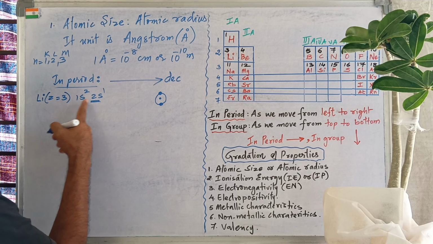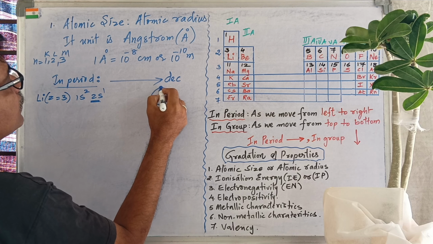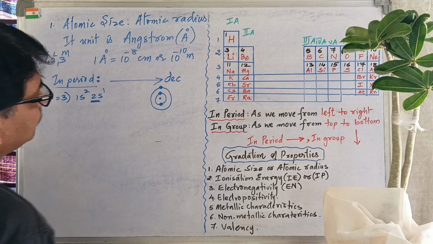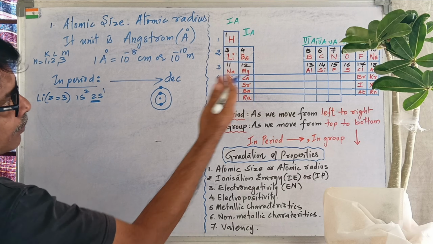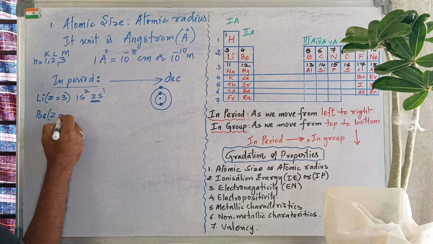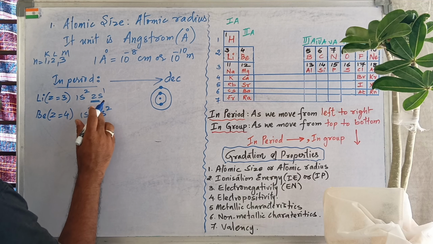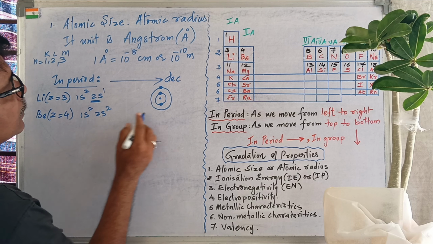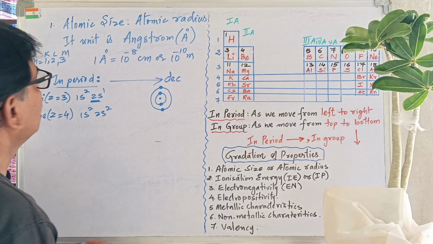Two electrons first. Next it is another shell, a new shell, right? And here the electron is here, 2s1. This is regarding lithium. Next to lithium is beryllium. Atomic number is 4, and the configuration is 1s2, 2s2. So there is no increase in the shell. This next electron has to go into the same shell.